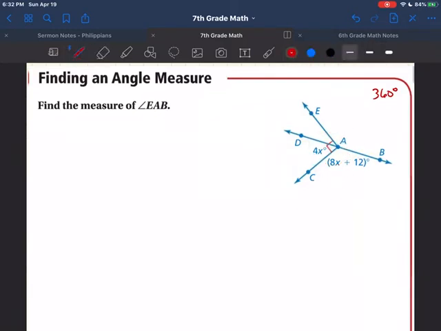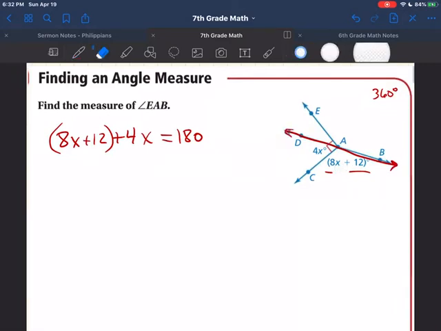Rewind it. Sorry, I had to think through that one for a second. Okay, so we need to figure out what 8x plus 12 is. In order to do that, I need to set it equal here. So 8x plus 12 plus 4x, and we can put our parentheses, is equal to 180, right? Because here's my straight line. Therefore, this plus this, they're supplementary. Okay, so let's solve.